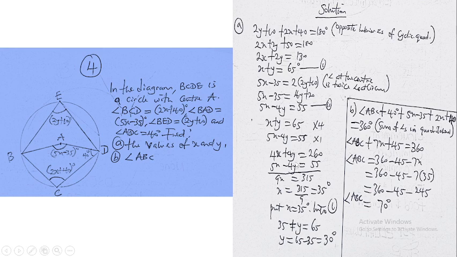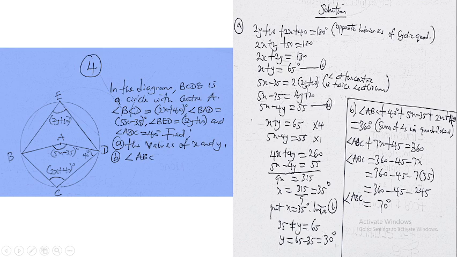We add this equation and this equation. So we have 4x plus 5x, which gives us 9x. Then this plus this gives us 0. Then 260 plus 55 gives us 315. We can now divide both sides by 9 to get our x. So our x will be 35 degrees. If x is 35 degrees, we can put it into equation 1 or equation 2 to find the value of y.